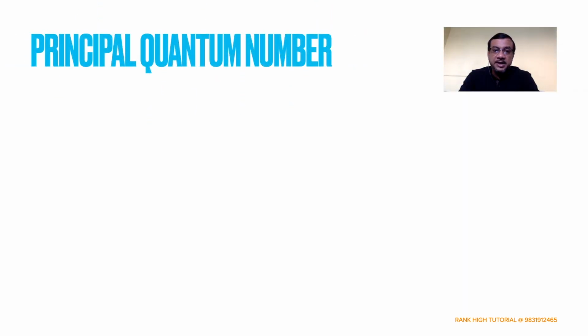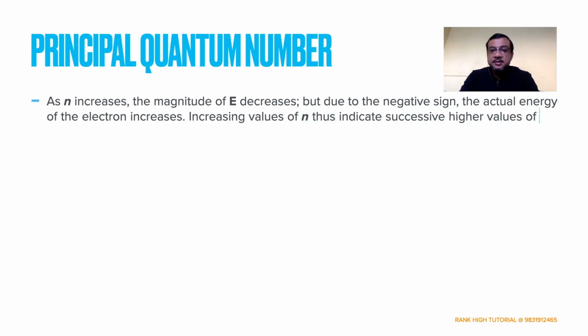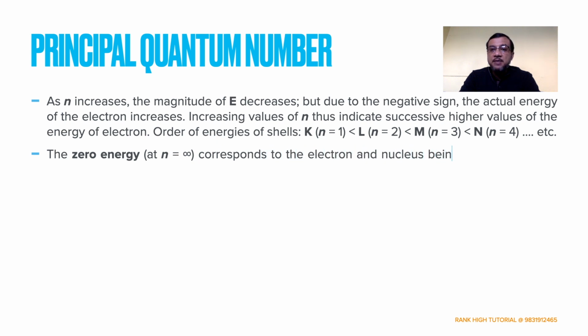We can see as n increases, the magnitude of E decreases, but due to the negative sign, the actual energy of the electron increases. Increasing values of n thus indicate the successive higher values of the energy of the electron. Order of energies of shells: K having lower energy than L, which is having lower energy than M, and so on. The zero energy for n equal to infinity corresponds to the electron and nucleus being widely separated and stationary.